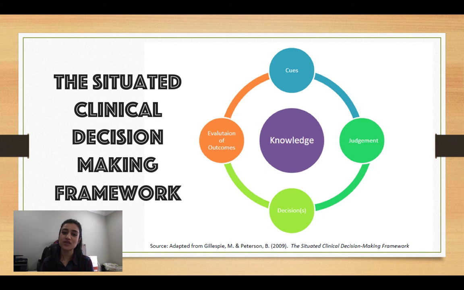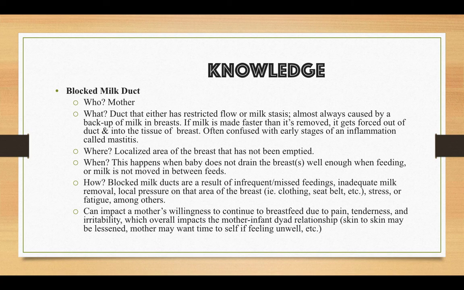I will be using the Situated Clinical Decision-Making Framework as a guide throughout this presentation. As we all know, the decision-making framework is made up of 5 main components. These include knowledge, cues, judgment, decisions, and evaluation of outcomes. We'll begin with blocked milk ducts.